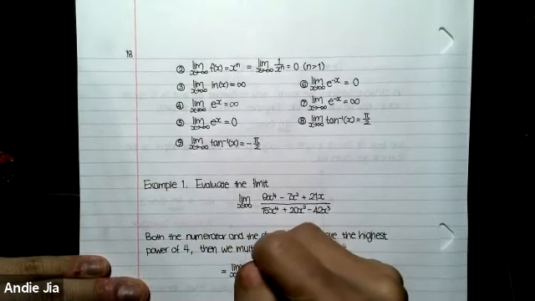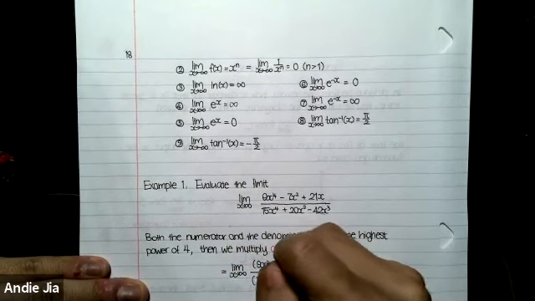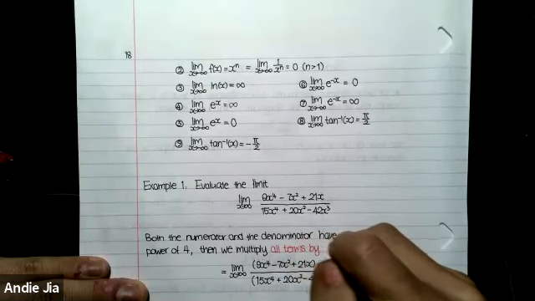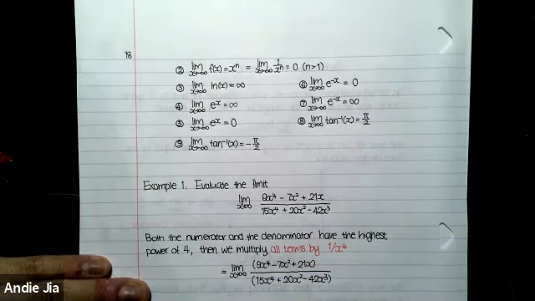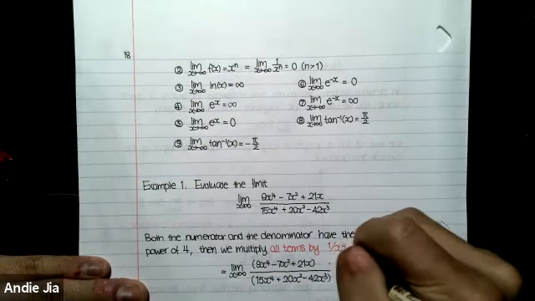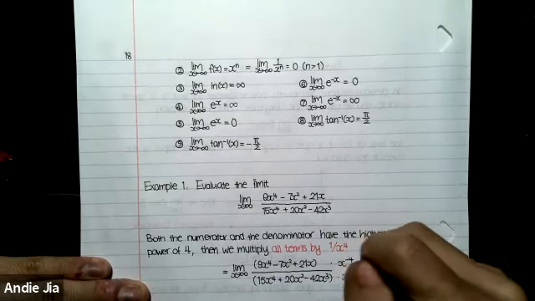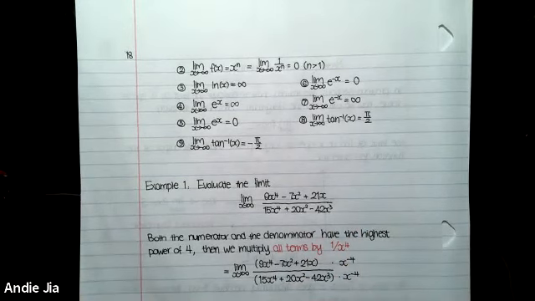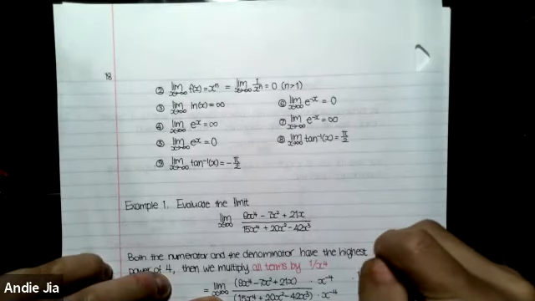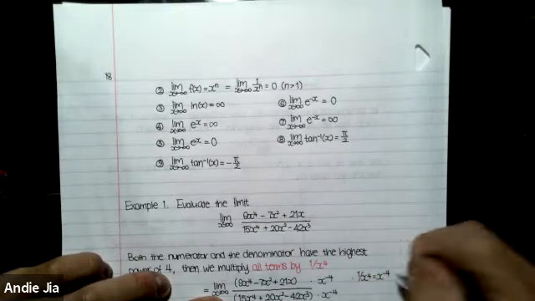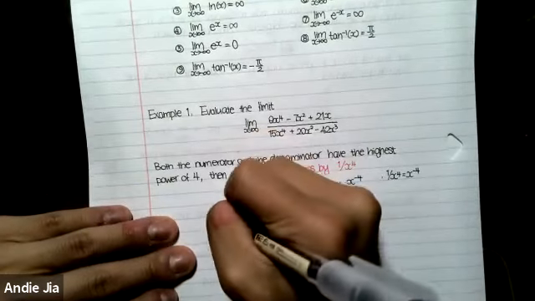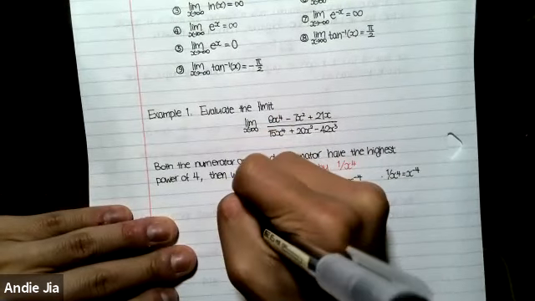Fifteen x to the fourth, and multiply by x to the negative fourth. Note that, and then we just multiply the term and then just write it out.